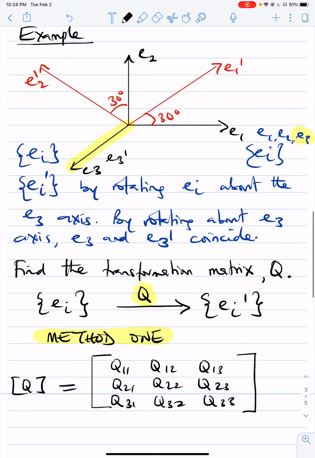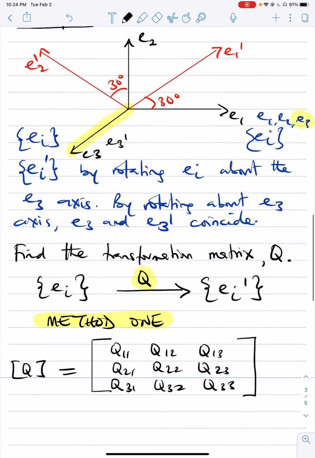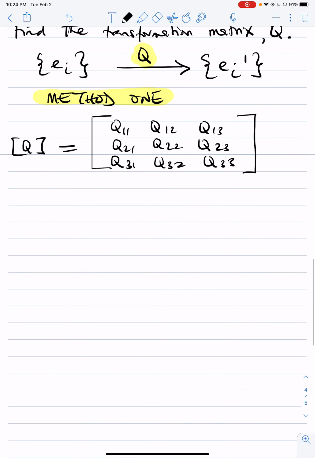We rotated about E3. I mean, the rotation was about the E3 axis, right? And by that, E3 and E3 prime will coincide, but all other axes we move. E1 moved 30 degrees, E2 moved 30 degrees. That makes sense, right? So to find Q, to find the components, because the components are what will make up the matrix itself.